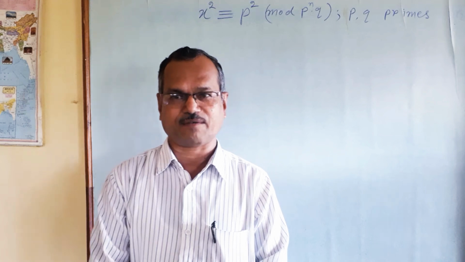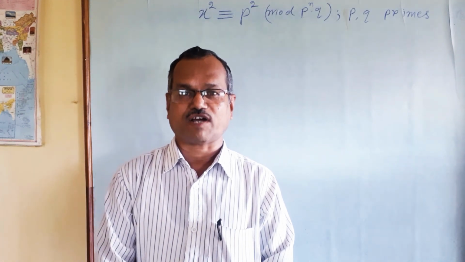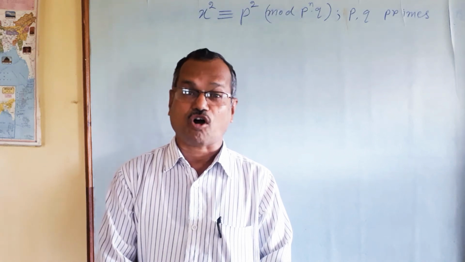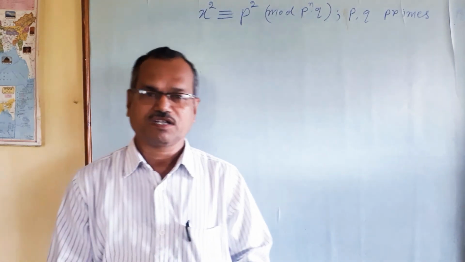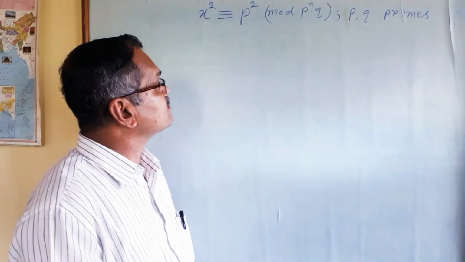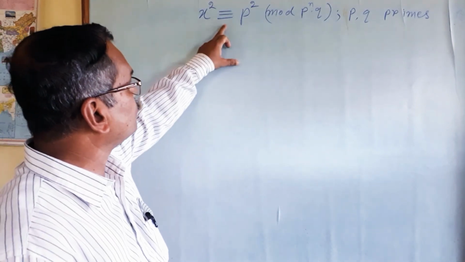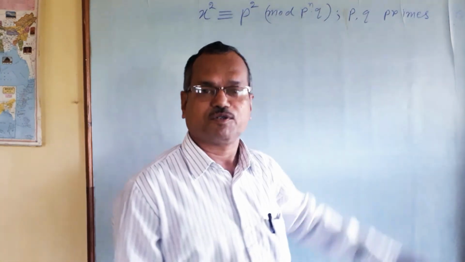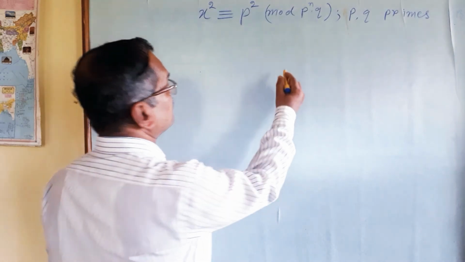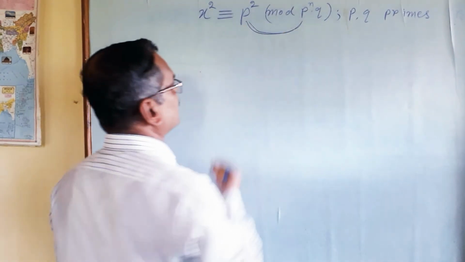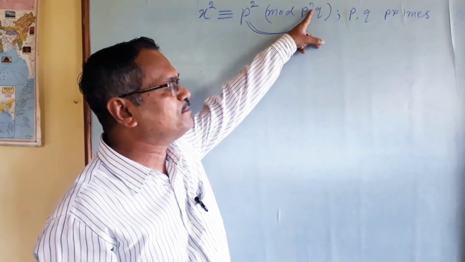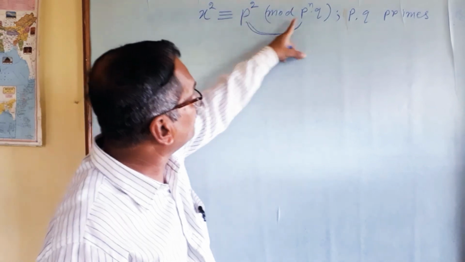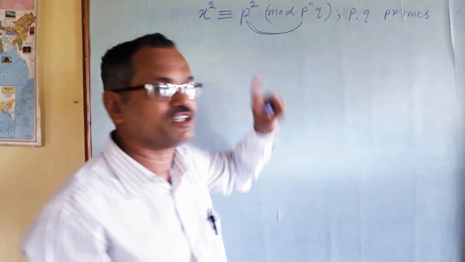Here we are discussing solving standard quadratic congruence of composite modulus, modulo a product of two odd primes. In continuation, today we are going to discuss the congruence x square congruent to p square mod p power n into q, where p, q are two distinct odd primes. Here the special thing is that the two p's are equal. Here it is p power n, any power, but only p square on the right side, that is x square congruent to p square mod p power n into q. This is the speciality.